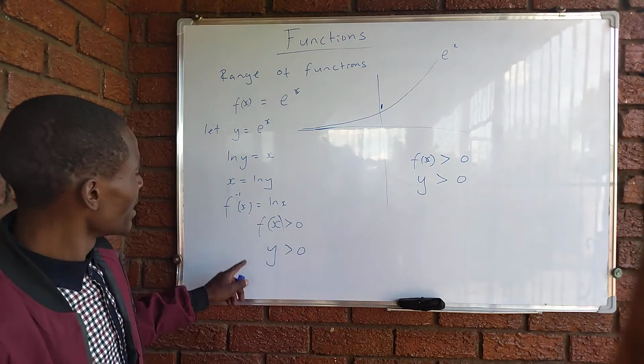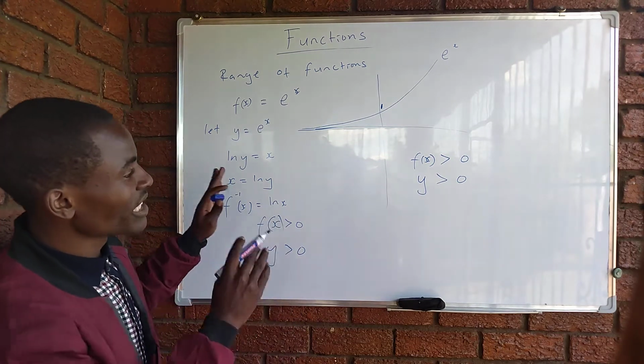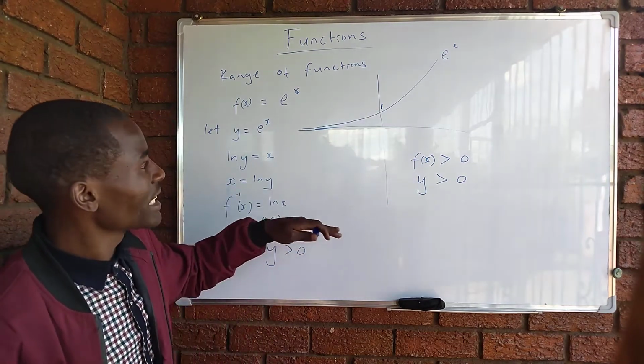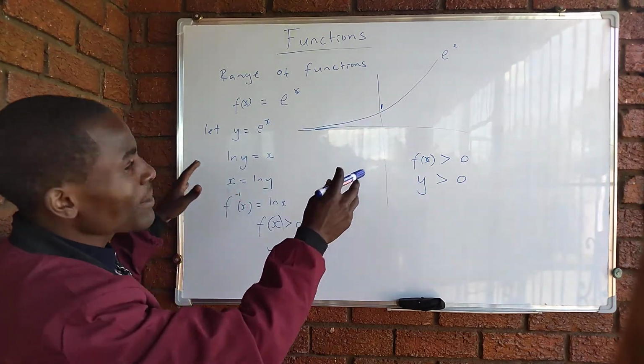Usazonyora domain rina x kuti x is greater than 0. Aiwa, domain rinonyorwa in terms of y kana kuti f of x, right? So, right.